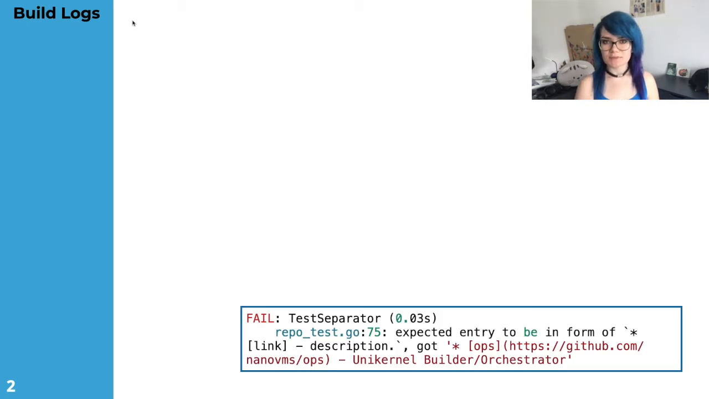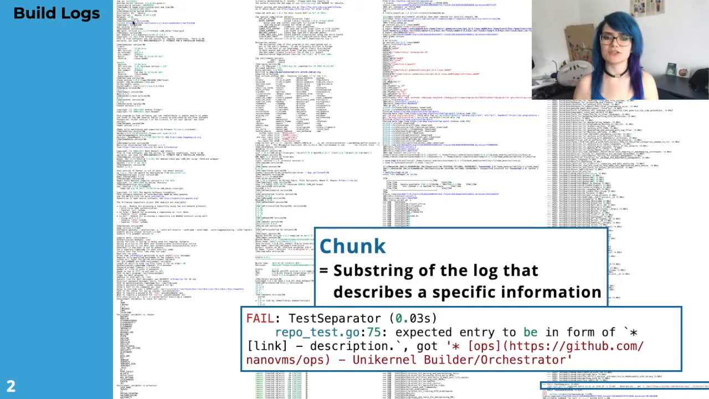For that we can look into the build log and it will, in this example, tell us which was the test that failed. However, a build log also contains huge amounts of very detailed further information about what happened in the build. To make use of the information within the build log, we have to retrieve the parts that are actually relevant to us. In this example, that are the two lines that describe the failing test. And this is what we call a chunk, so a substring of a build log that describes a specific information.